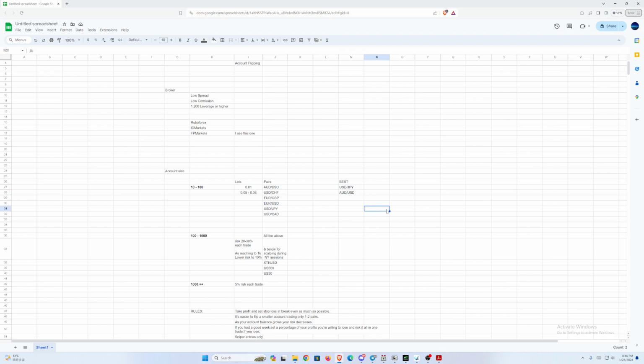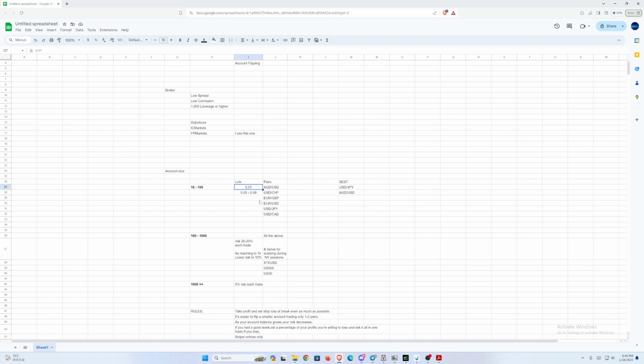Why are they the best? Because they move the least when they're consolidating, and when it's time to pump, they move the most. So I think with the supply and demand strategy, this is going to be really good.